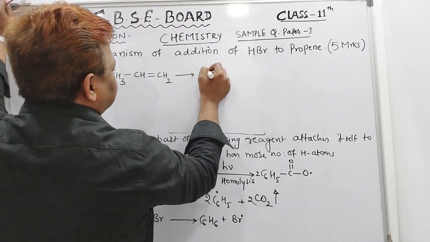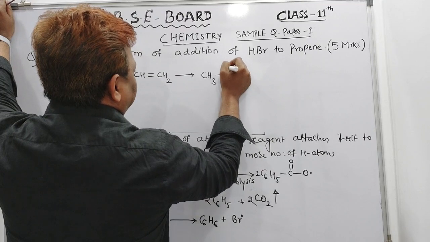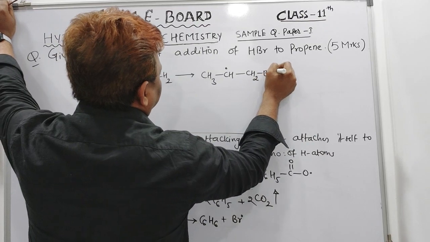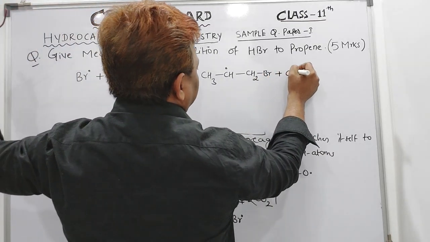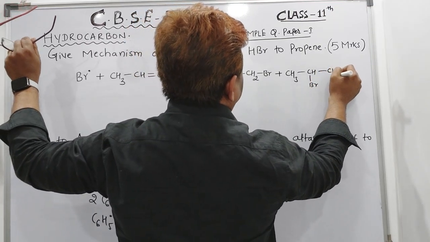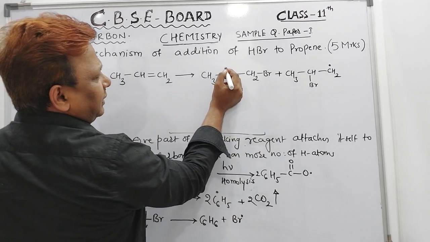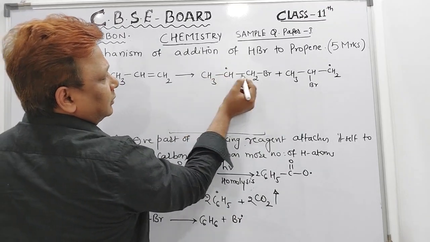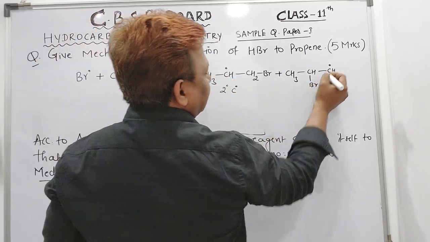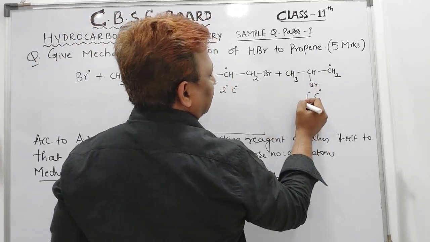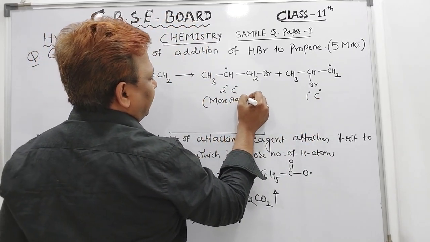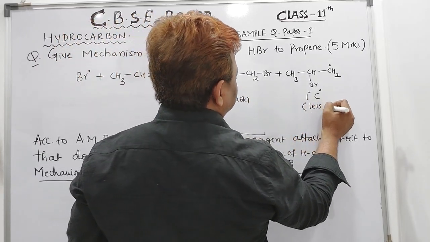But it formed 2 radicals here. One is a radical obtained on this part, and the Br will attack here. And the second possibility: CH3 CH Br, and the radical will form on this carbon. See, the carbon atom having the radical is attached to 2 carbons. This is a secondary carbon free radical and this is a primary carbon free radical. The secondary carbon free radical is more stable and the primary carbon free radical is less stable.